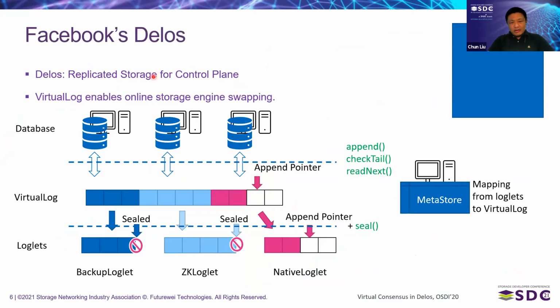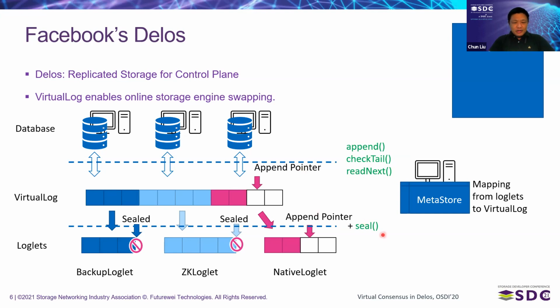Facebook's Delos is a replicated storage engine for the control plane. It is similar to BookKeeper in the sense that it uses smaller logs called loglets to construct a virtual log, which supports three operations: append, which stores a payload in the virtual log and returns a position in the log; check tail, which returns the first unwritten position; and also read next, which takes the position as an argument and returns the first record at that location.